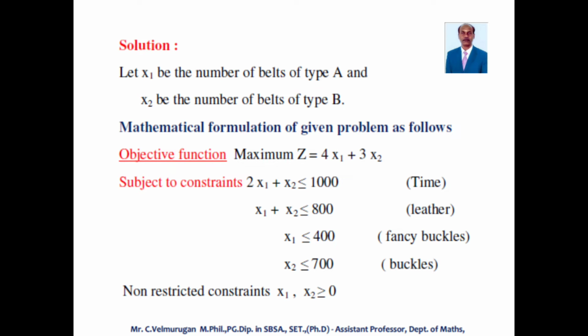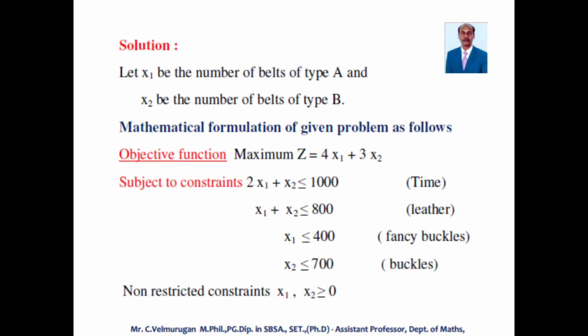Also we have a maximum availability to produce 100,000 belts only. So using that constraint we can define 2x1 plus x2 less than or equal to 1000, because we can't produce more than 1000 products. So here we can use the less than or equal to symbol.